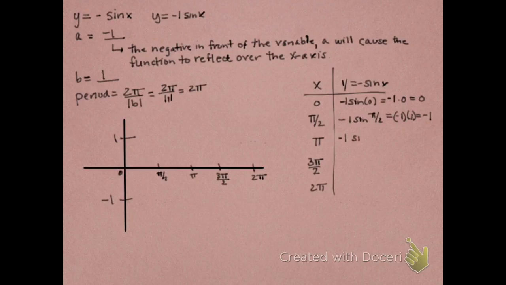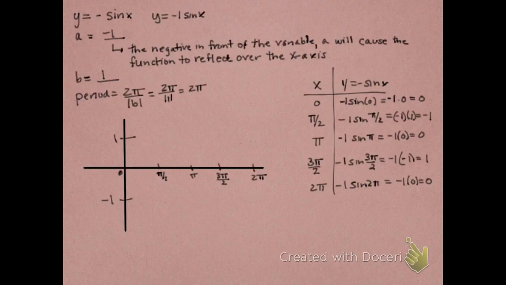Negative 1 times the sine of pi. The sine of pi is 0. So that'll be negative 1 times 0, which is 0. I have negative 1 sine of 3 pi over 2. The sine of 3 pi over 2 is negative 1. So it'll be a negative 1 times a negative 1, which is positive 1. And then I have negative 1 sine of 2 pi. The sine of 2 pi is 0. So that'll be negative 1 times 0, which is 0.